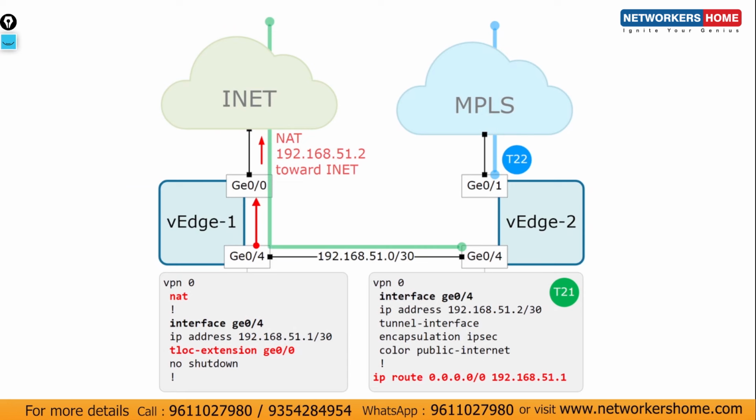Now this is the configuration on the internet side, right? Very simple configuration. You see that NAT has to be enabled, right? On VPN 0, on the interface GigabitEthernet 0/0, there you have to do NAT, and on interface GE4 you have to do TLOC extension. And you are extending which circuit? You are extending this circuit with this particular circuit here, right?